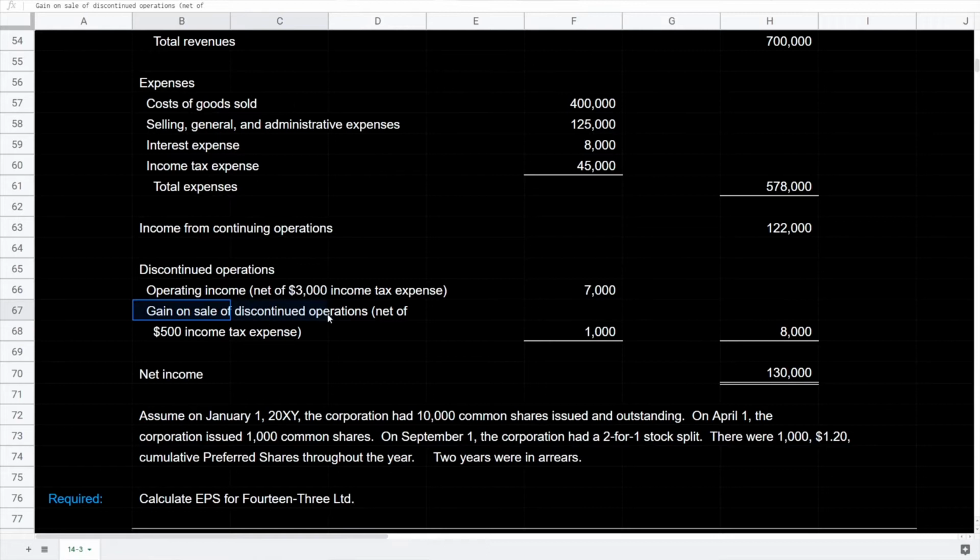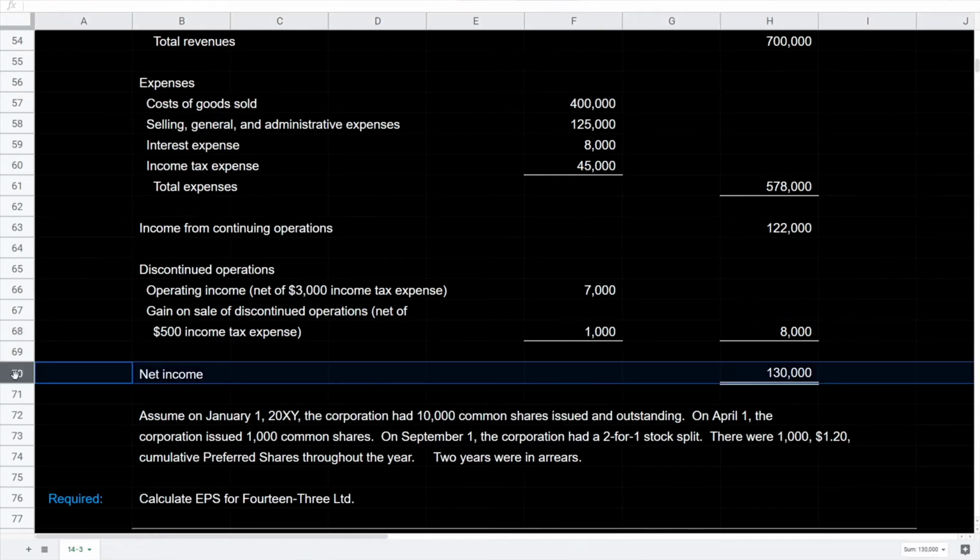Then we have a gain on sale of discontinued operations, net of $500 of income tax expense, which is $1,000. So for this business, the total income and gain from discontinued operations is $8,000. Net income for the corporation as a whole is $130,000. So how does that all relate back to earnings per share?